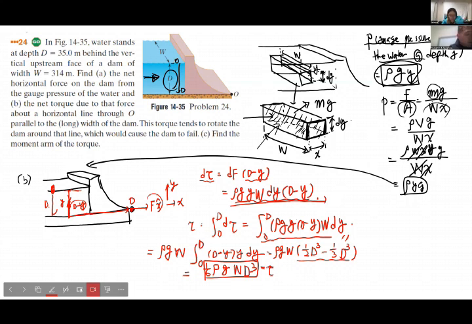Now rho is what? 1,000 kilograms per cubic meter, and g is 9.8, and W is 314, and D is 35 meters. So how much will that be? Let's take a look. You can quickly do the math yourself, right?